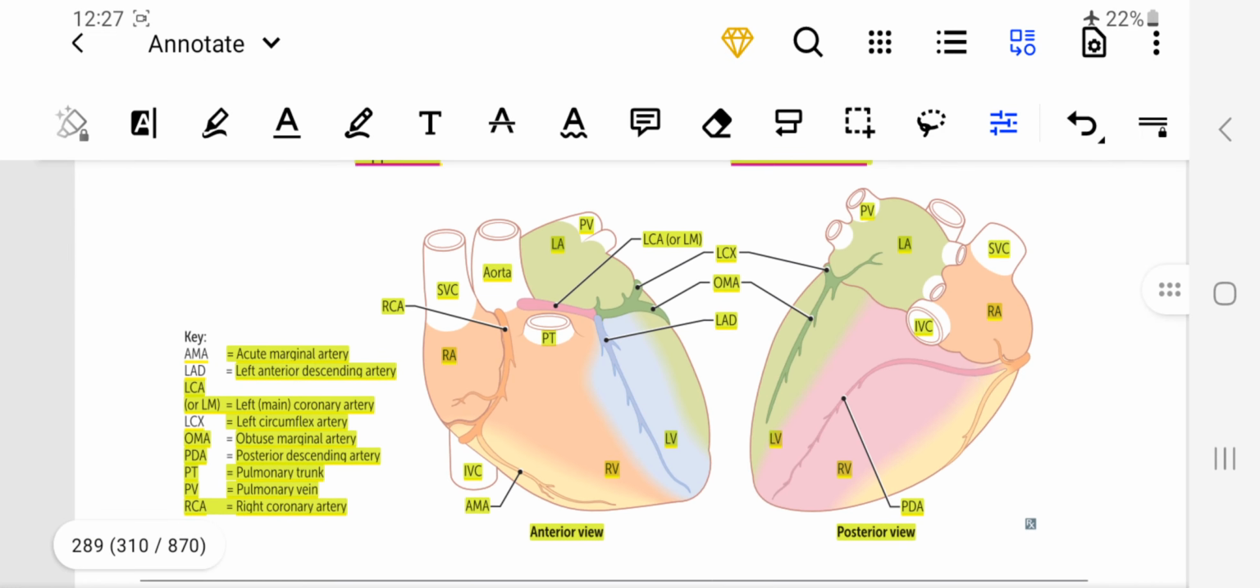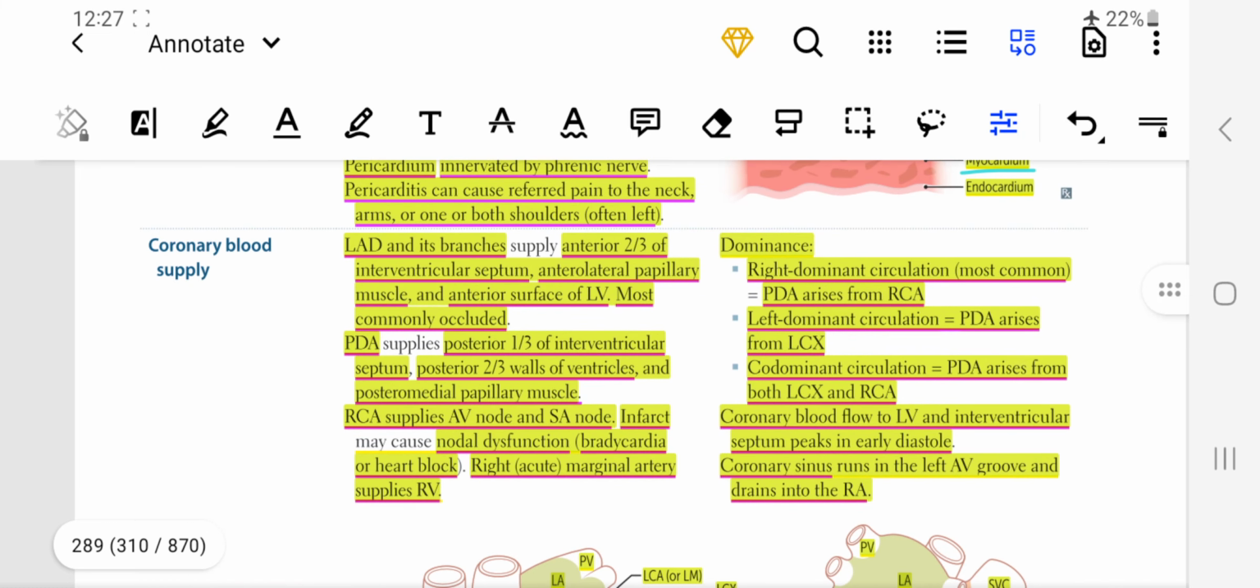So the same thing. Okay, once again, LAD and its branches: anterior two-thirds of the interventricular septum, anterolateral papillary muscle, anterior surface of left ventricle, most commonly occluded. PDA: posterior one-third of the interventricular septum, posterior two-thirds walls of ventricles, posteromedial papillary muscle. RCA supplies AV node, SA node. Infarct, nodal dysfunction, bradycardia, or heart block.